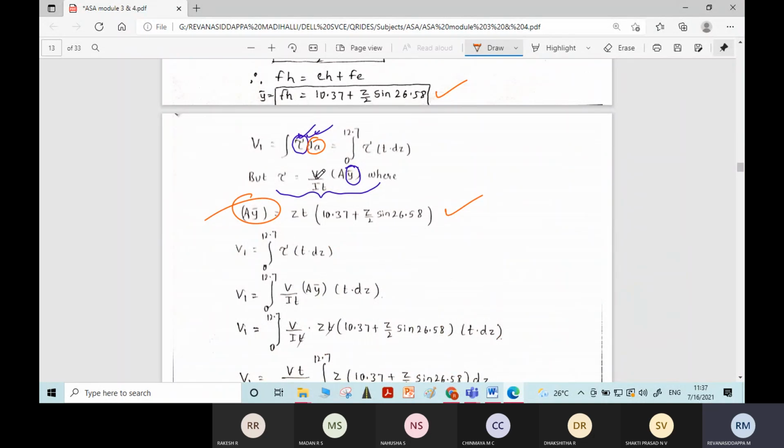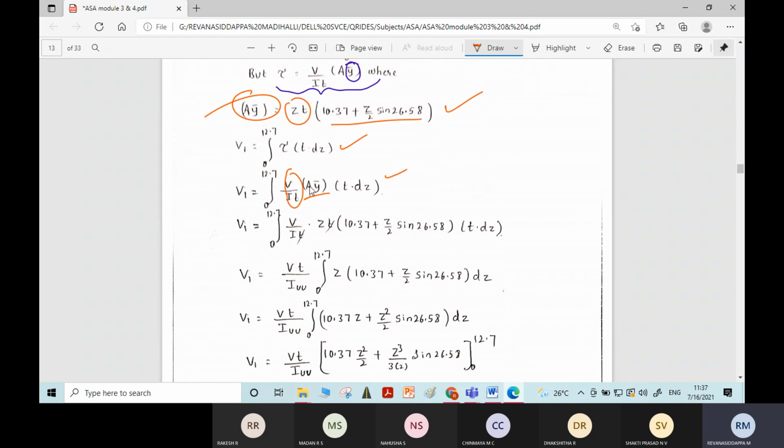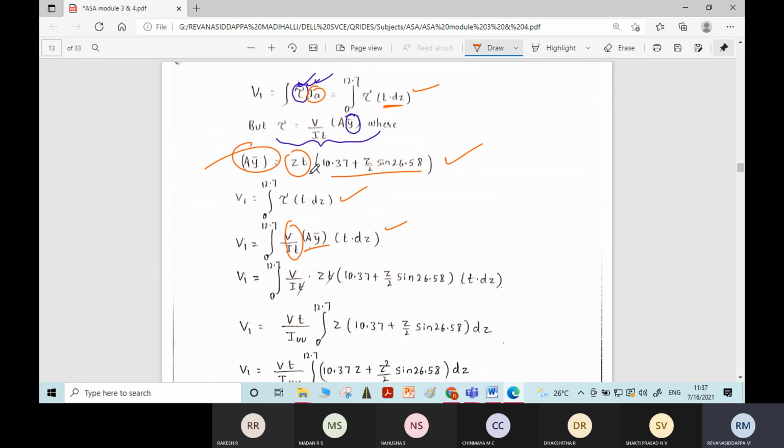Tau is equal to V by IT into AY bar. Y bar we have calculated, A is Z into T, Y bar is this expression. Substituting all these values in this formula, tau into T into dz, where tau is equal to V by IT into AY bar, into T into dz. Again V by IT, area into Y bar, which is written already: ZT into 10.37 plus Z by 2 sin 26.58, that is substituted here in this expression.